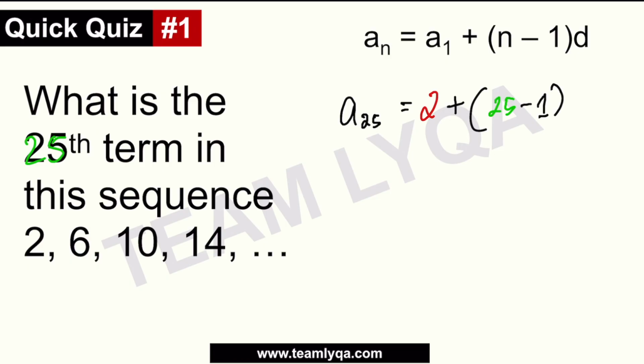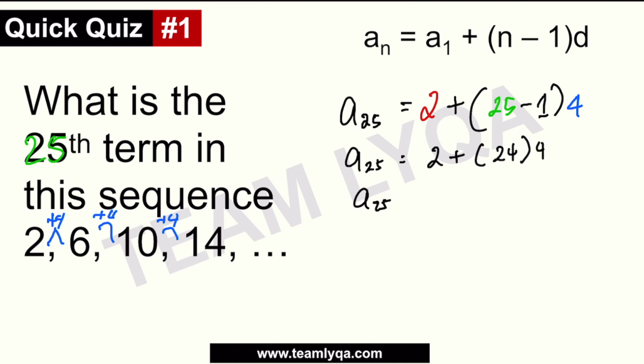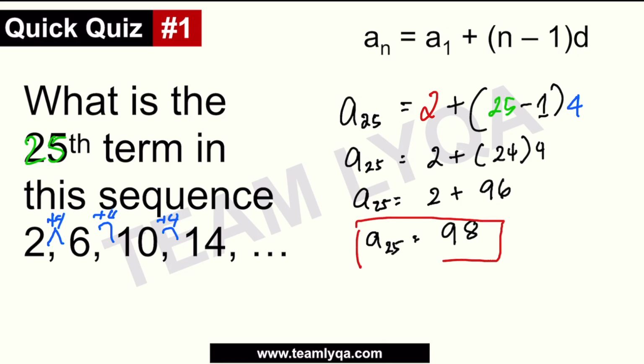And here we can find it by looking at the numbers. So 2 to 6, that is plus 4. This is plus 4 and another plus 4. So that would be 4. Solve lang natin. 25th term is equal to 2 plus 24 times 4. So that would be 2 plus, 24 times 4, we can solve it like this. Ang apat na 20 ay 80. Ang apat na 4 ay 16. So 80 plus 16 is 96. So the 25th term is 98. Okay? Yan ang ating sagot.